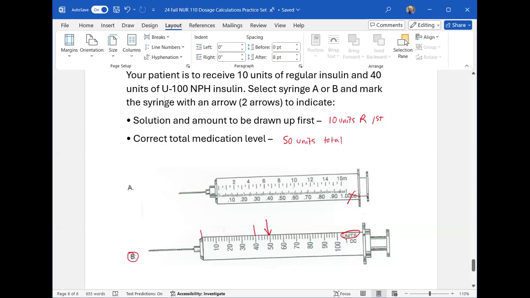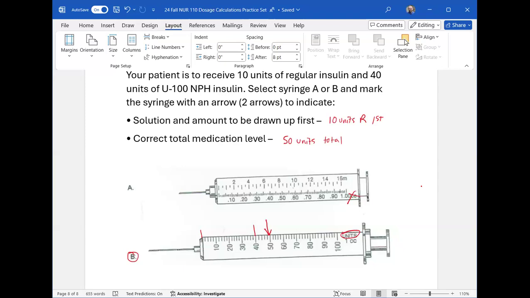That's okay. Yeah, so all I did was I wrote out what I'm putting in, the 10 units regular first, and then the correct total. And then we choose this syringe because it's the only syringe marked in units. We don't use the CC syringe because you don't use that for insulin. Insulin is measured in units. You have unit syringes, and that's how that's done.